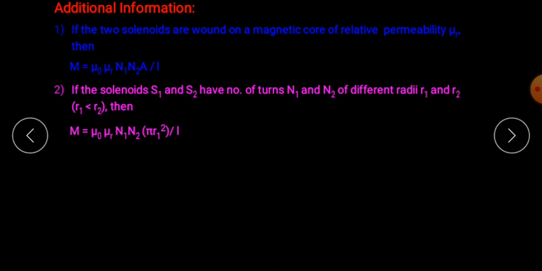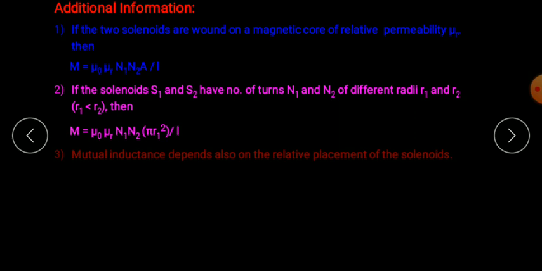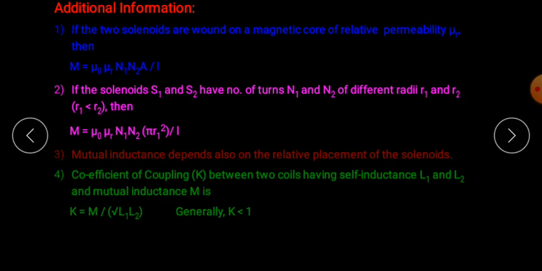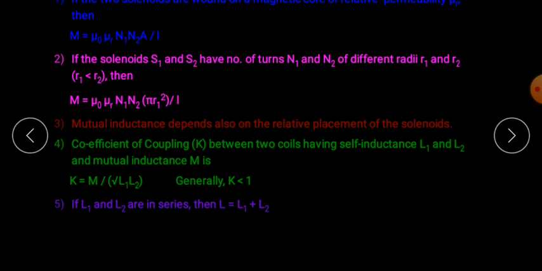If solenoids S1 and S2 have N1 and N2 turns with different radii, R1 less than R2, then we can write M equal to mu naught mu R N1 N2 A upon L, where A equal to pi R1 square. Mutual inductance also depends on the relative placement of the solenoids. The coefficient of coupling between two coils having self-inductance L1 and L2 and mutual inductance M is K equal to M upon root L1 L2. Here generally K is less than 1.